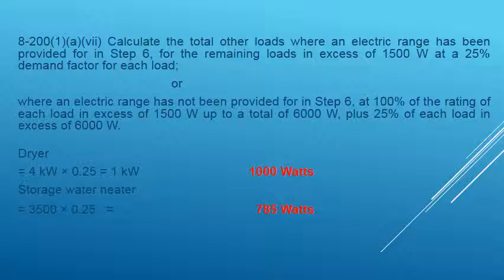Rule 8-201A7 is used to calculate the total other loads where an electric range has been provided for in Step 6, for the remaining loads in excess of 1,500 watts at a 25% demand factor for each load, or where an electric range has not been provided for in Step 6, at 100% of the rating of each load in excess of 1,500 watts up to a total of 6,000 watts plus 25% of each load in excess of 6,000 watts. Our house contains an electric range, so we'll be using 4,000 watts at 25%, giving a demand of 1,000 watts, and 25% of the 3,500 watt electric water heater with a total demand of 785 watts.